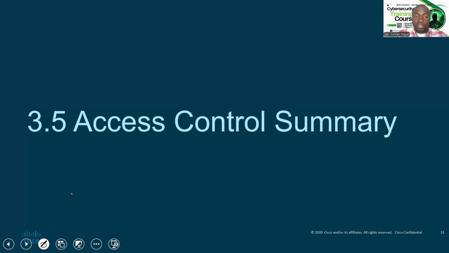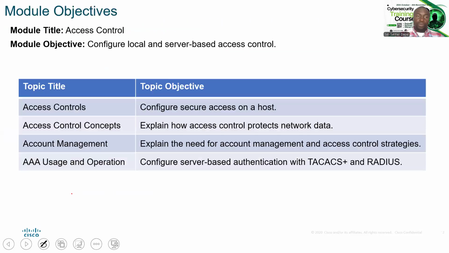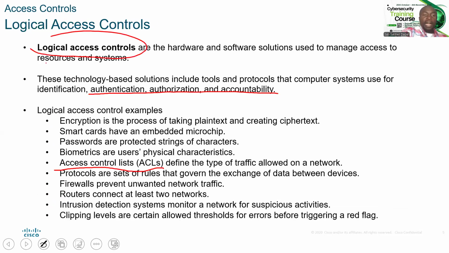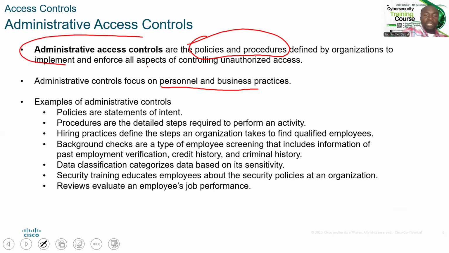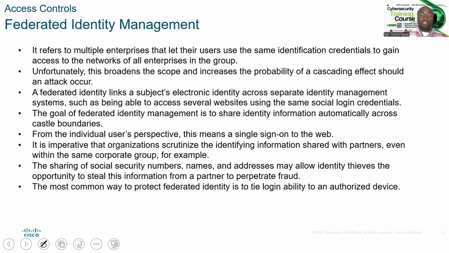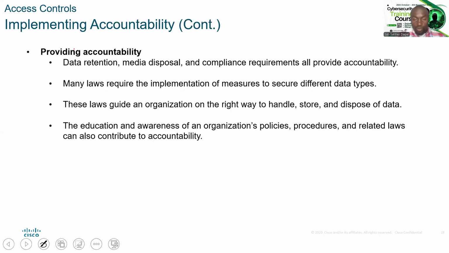So this is the summary of Module 3, and basically it is talking about access control. Remember, we talked about it from the beginning. We talked about access control. We have 3 types: the physical access control, then the logical access control, then the administrative access control. So we discussed all those. And then we talked about federated identity management and the authentication methods, and that is where we looked at till we come to an end.